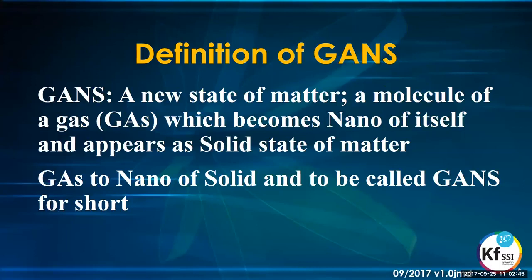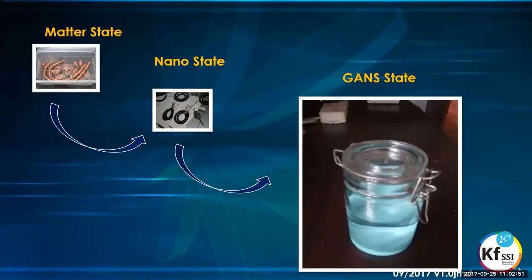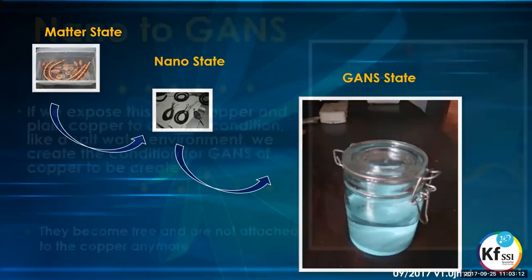We'll just explain a bit more about that. So we start out with the matter state, we create the nano, and we'll be showing you in later workshops how you'll be creating your GaNS material using different metal plates, one nano, one non-nano, to create your GaNS material.